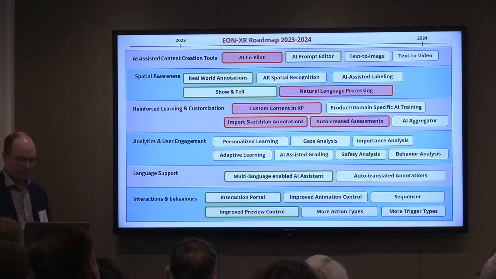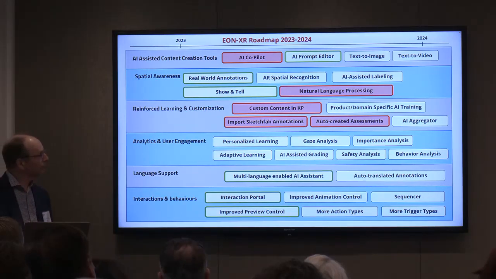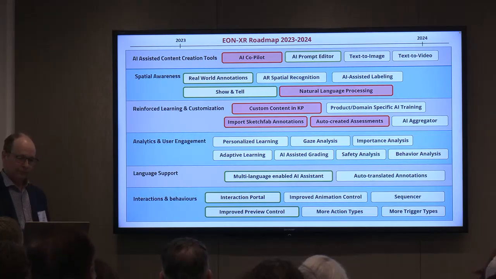As Matt has mentioned before, we can now tag the objects in the real world with the real world annotations. Also, we introduced this show and tell feature where you can have an AI assistant point to different things and also explain it at the same time. We have enabled multi-language for the AI assistant. So I think we support up to 20 plus languages right now.